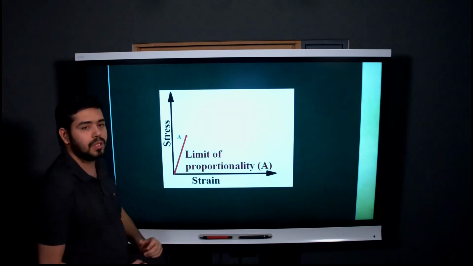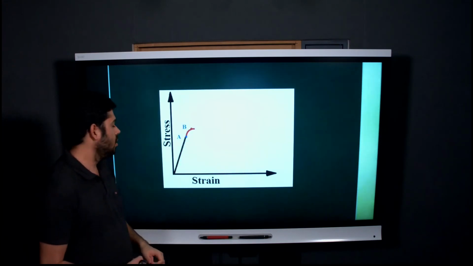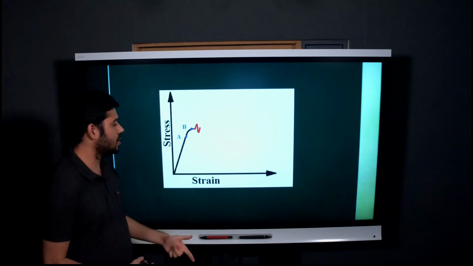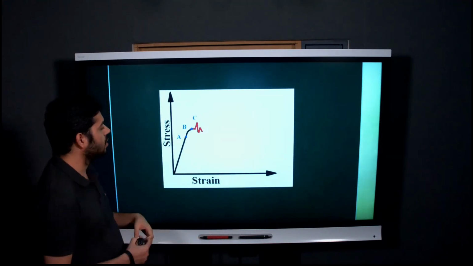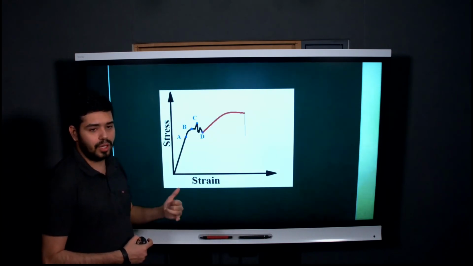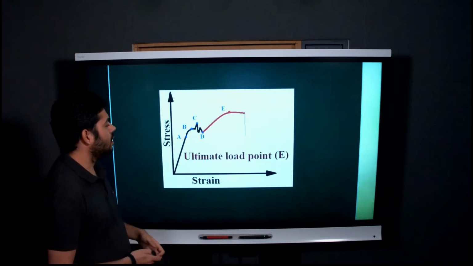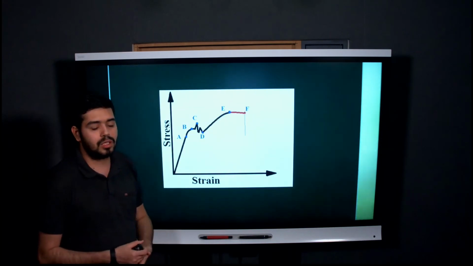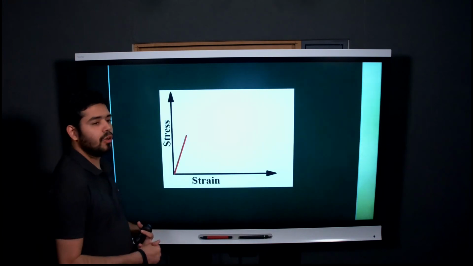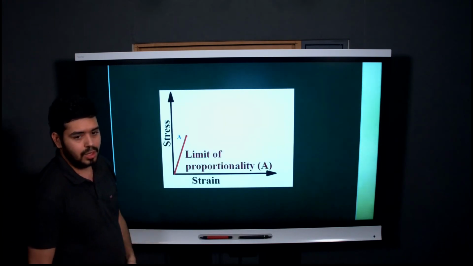It wraps up everything we talked about. The first one is the proportional limit, the next is the elastic limit. Then we get the upper yield point, after which we get the lower yield point. Then we get the ultimate load point, which is also called the ultimate tensile strength of the specimen. And the breaking point is our fracture point.